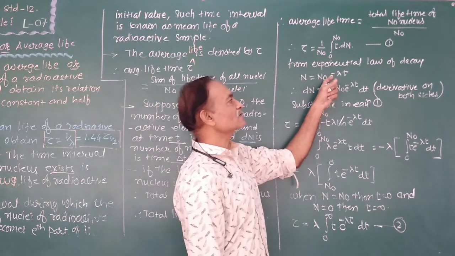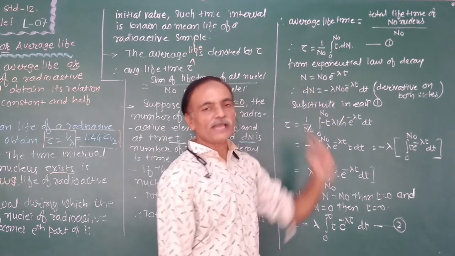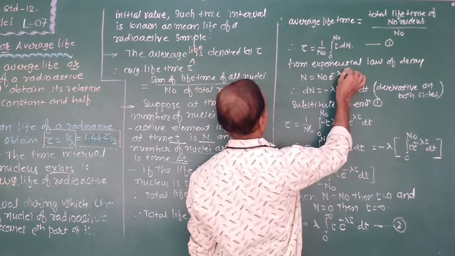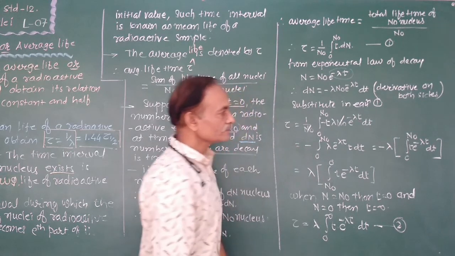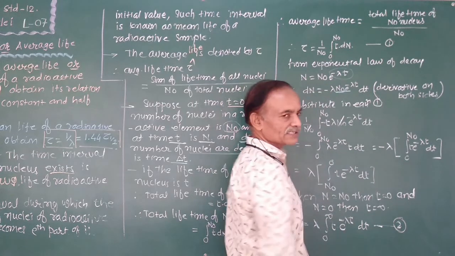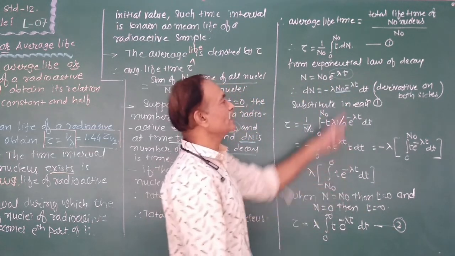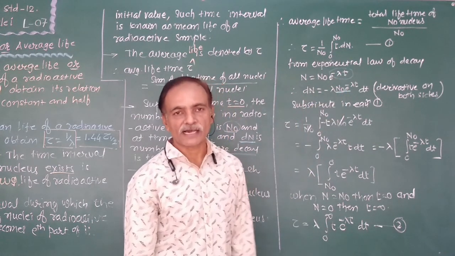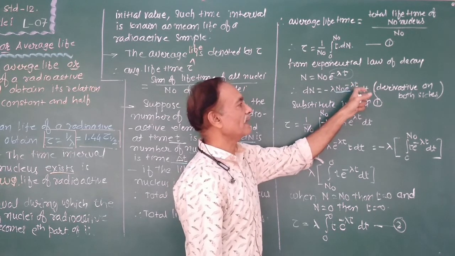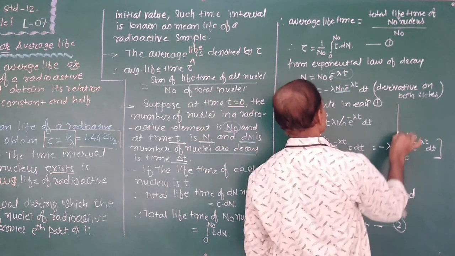Here n0 is constant, and we need the derivative of e to the power minus lambda t. The derivative of e to the x is e to the x, but here the derivative of the exponent is also considered. The derivative of minus lambda t with respect to t is minus lambda. Therefore, dn is minus lambda n0 e to the power minus lambda t into dt.